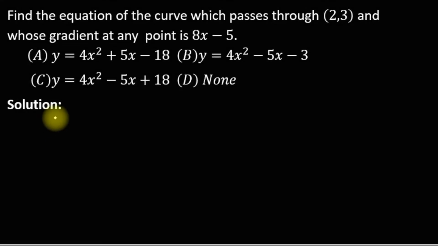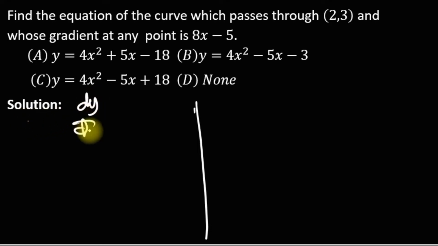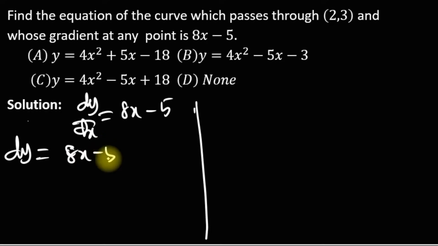We are asked to find the equation of the curve which passes through point (2, 3) and whose gradient at any point is 8x minus 5. So they say the gradient of the function. The function is y, as you can see from the options. They gave us that the derivative, dy over dx, is 8x minus 5. So we cross multiply: dy is now (8x minus 5) times dx.